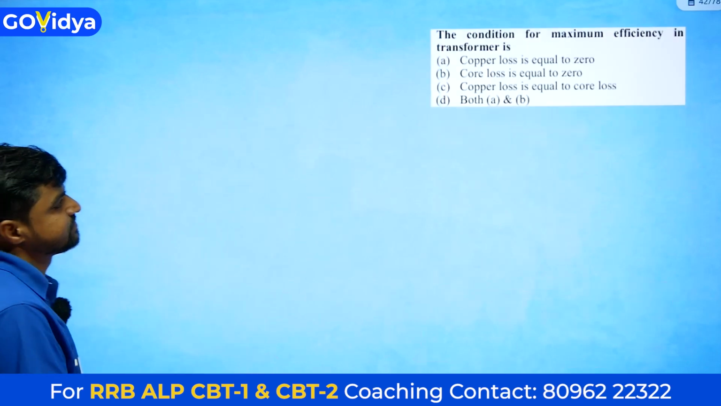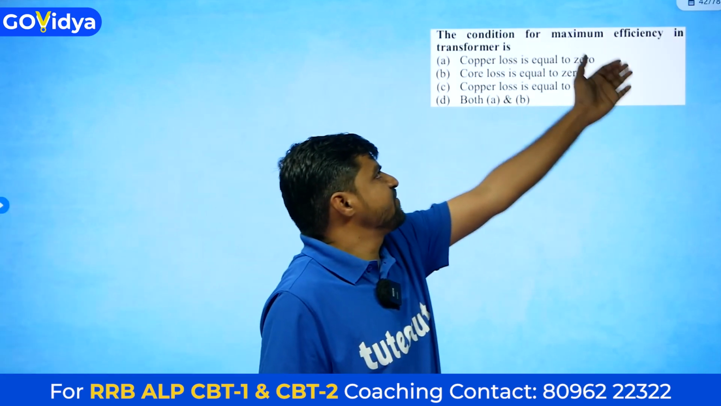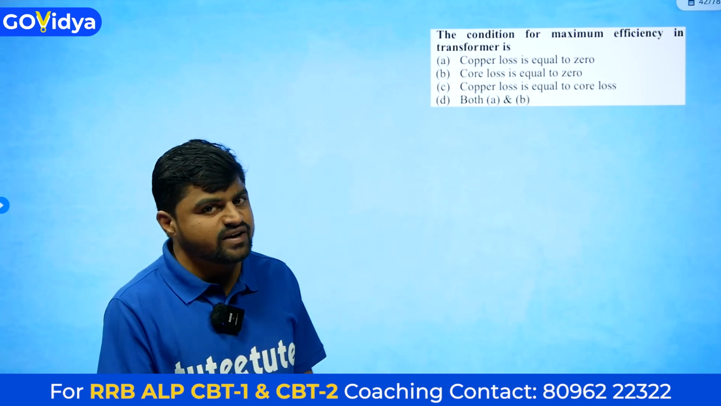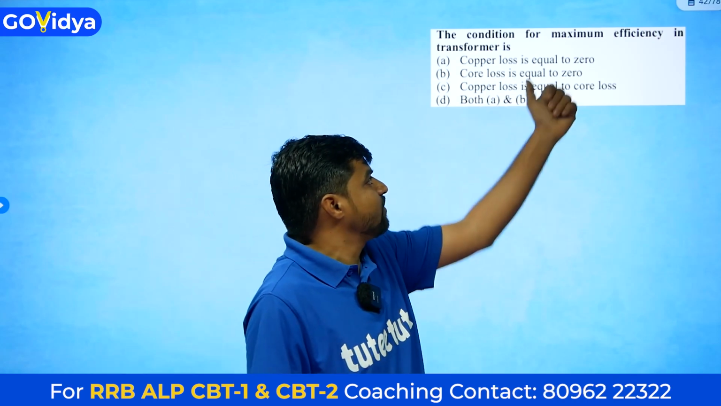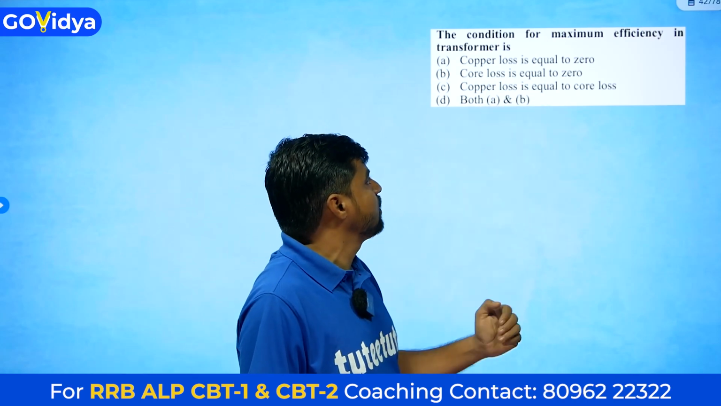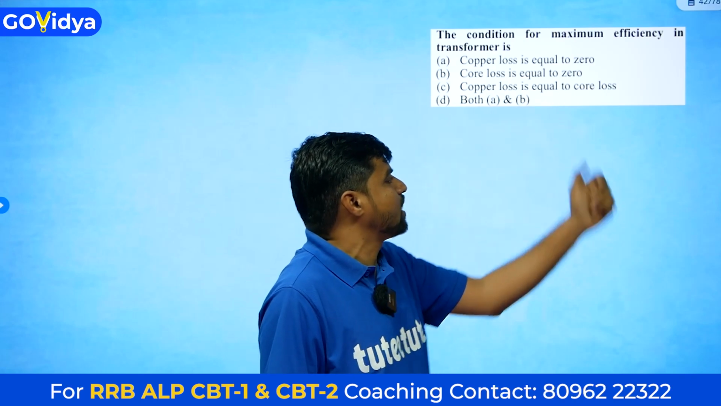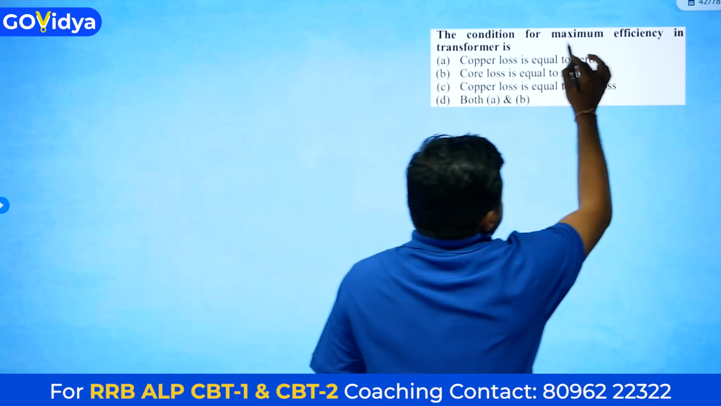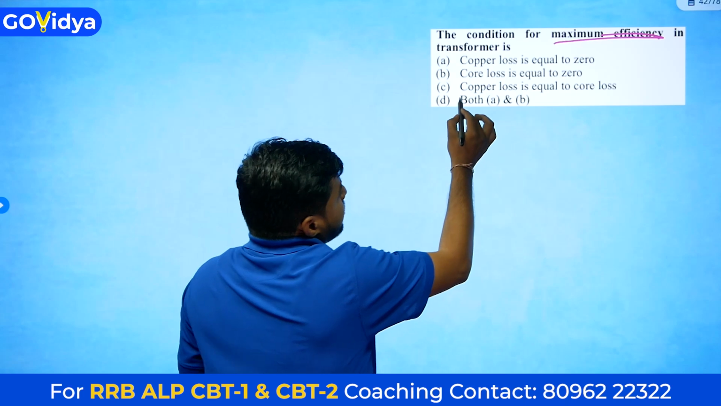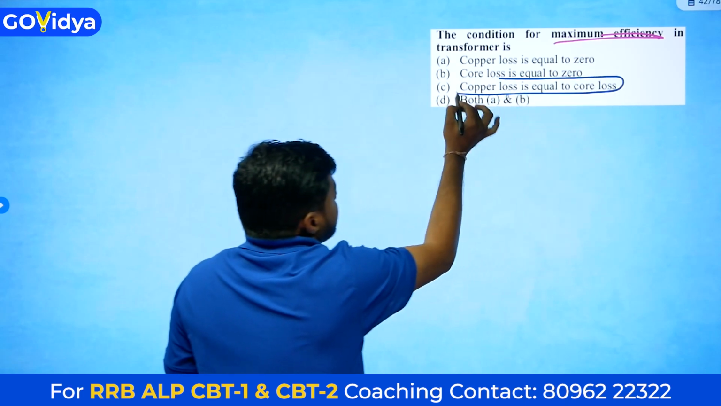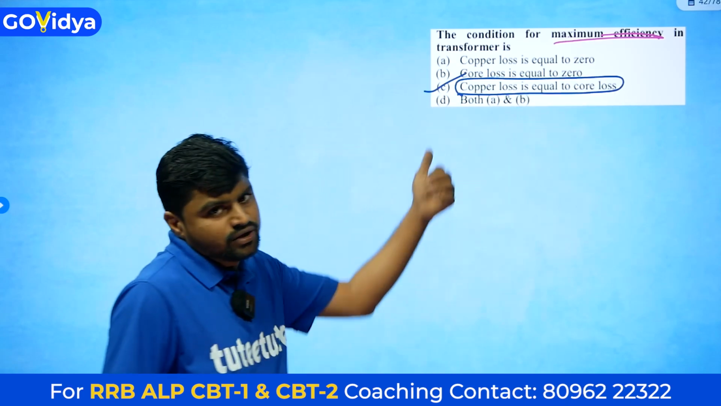Next question. The condition for maximum efficiency in a transformer: copper loss is equal to 0, or core loss is equal to 0, or copper loss is equal to core losses. Condition for maximum efficiency is copper loss is equal to iron losses, or copper loss is equal to core losses.